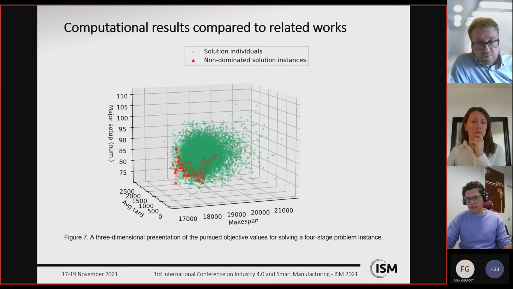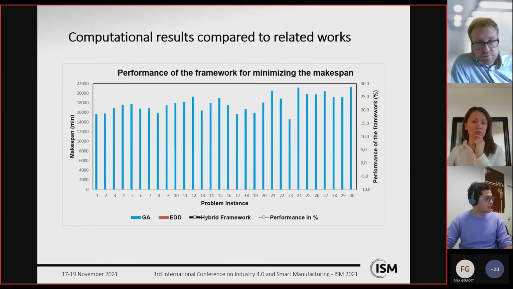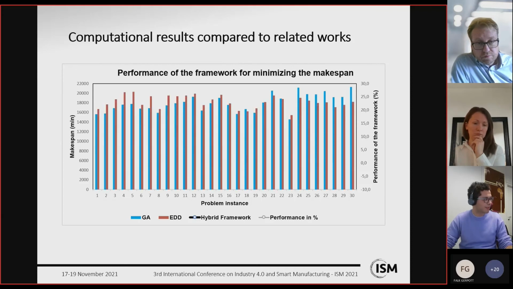And these are the results when we compare to known published work in the literature. Let's take a look at how that performed for solving, let's say, 30, 40 problem instances. So I selected 30 problem instances for minimizing the max span. I will try not to bore you with the details of the numbers.